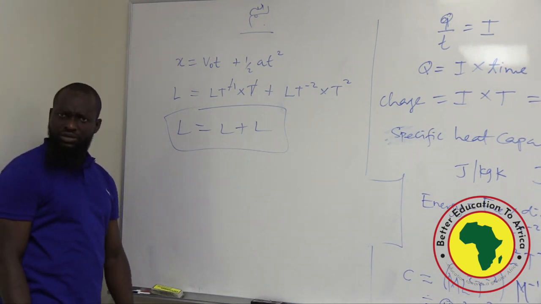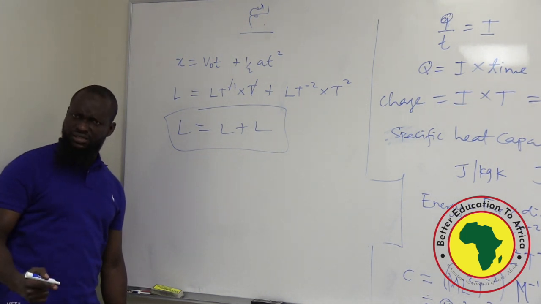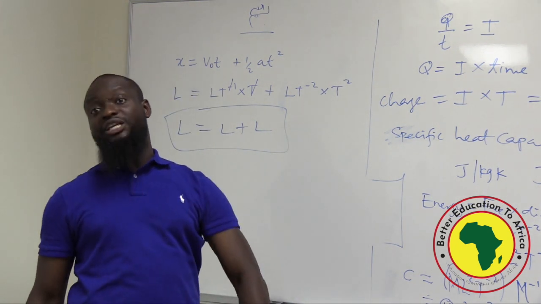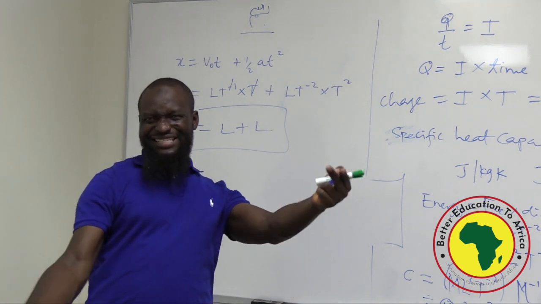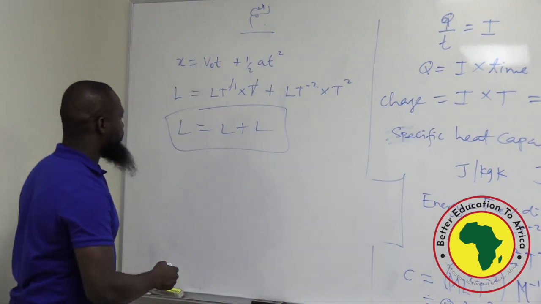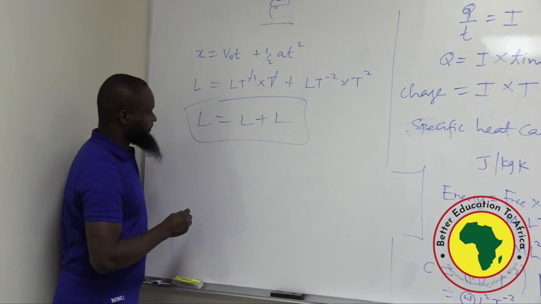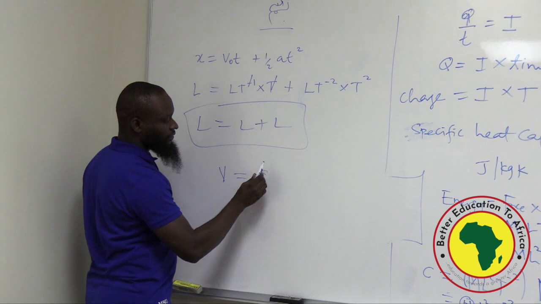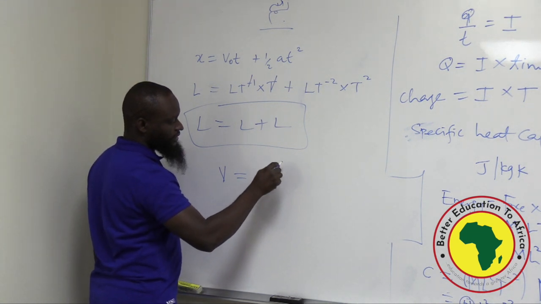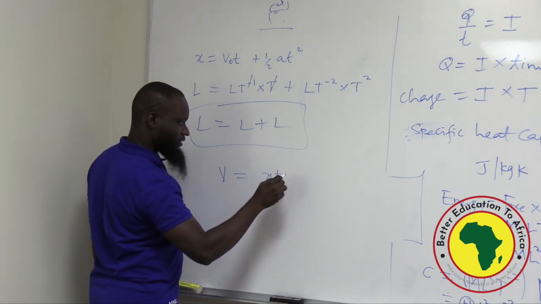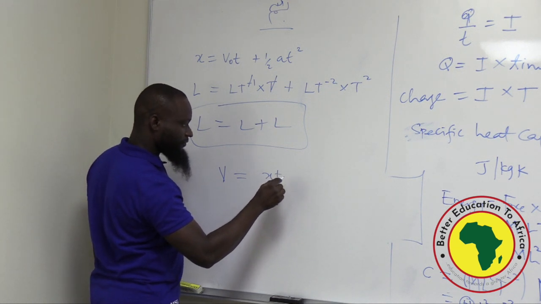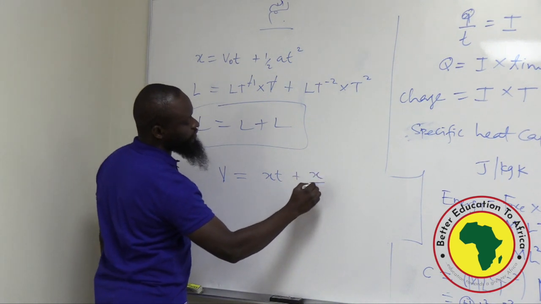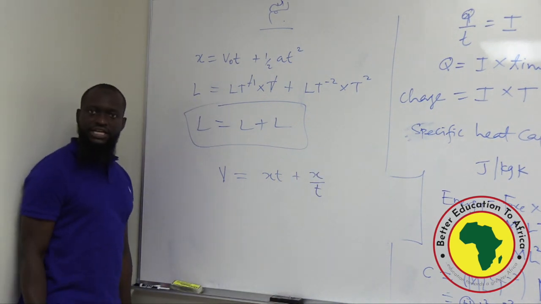So I give you some equation. I ask, is this equation correct? How can you validate that an equation is correct? You put in the dimensions and see if the right-hand side and left-hand side are the same. I give an example. Now check if this equation is correct. v equals x t plus x over t. Now let's check. Is this equation correct?